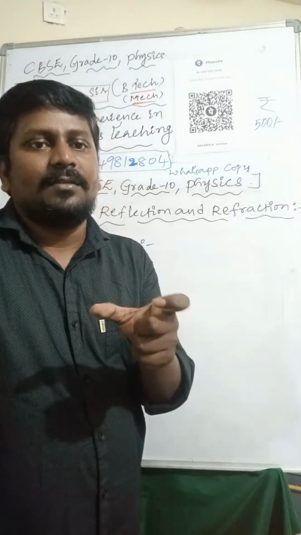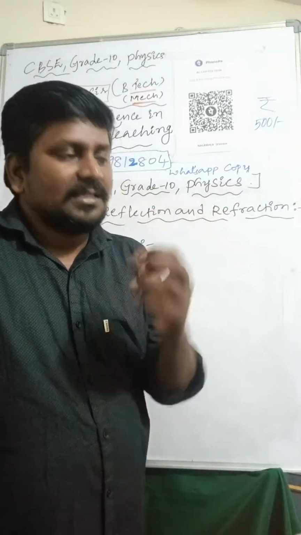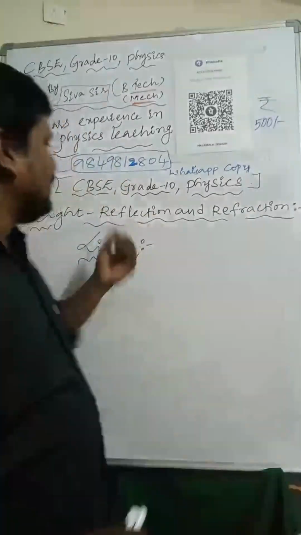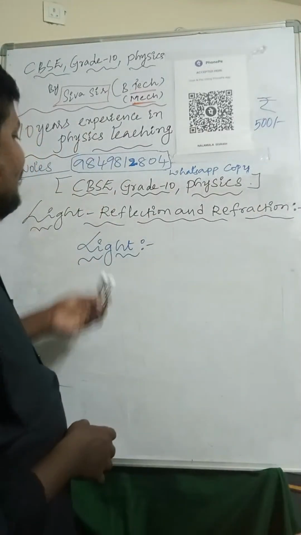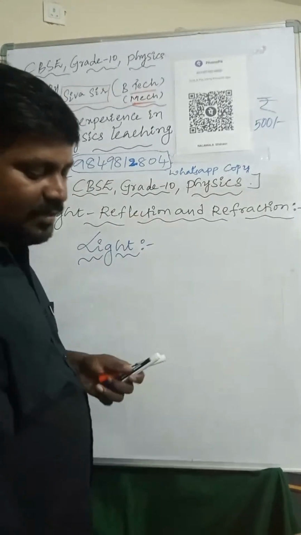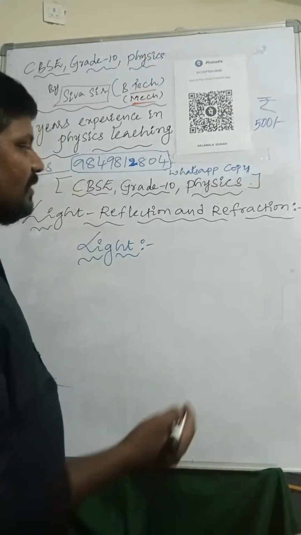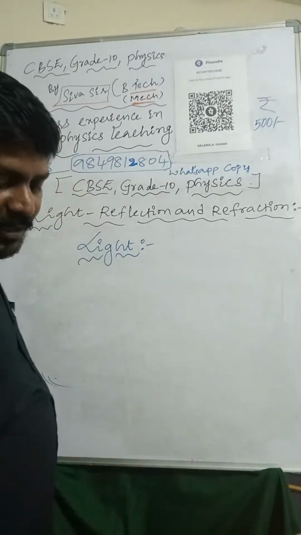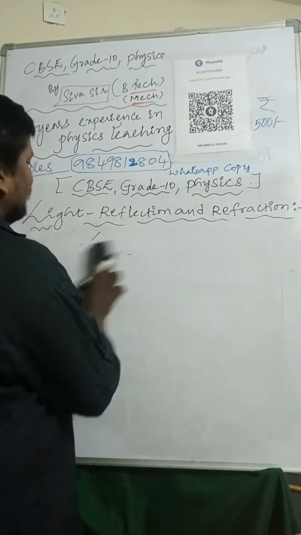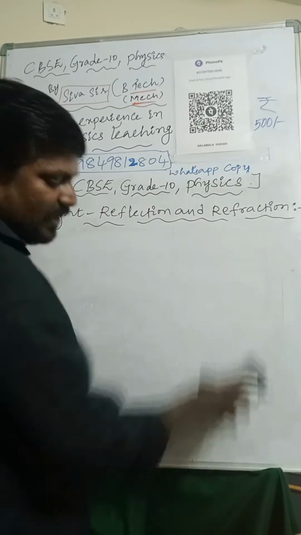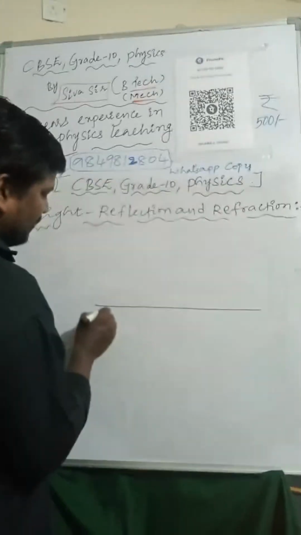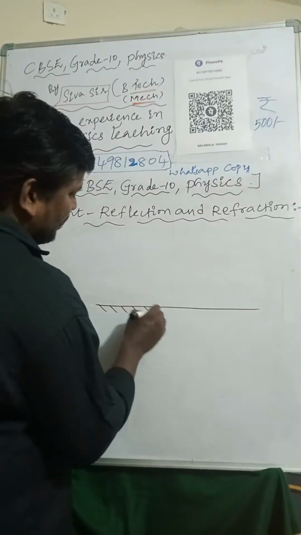In detail. Those who are attending the class can make notes one by one. I will discuss light reflection and refraction. Light is a form of energy which gives the sensation of sight. When light falls on a surface, then only reflection takes place, and it comes out from the surface, right? Here is a surface, so I'm taking a plane mirror. This is a plane mirror, like this.